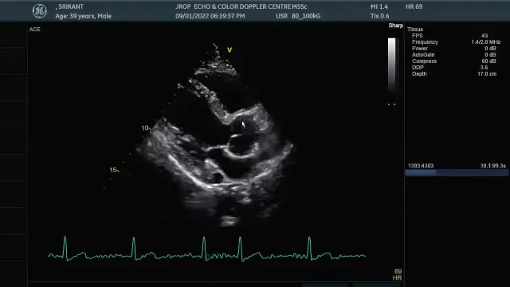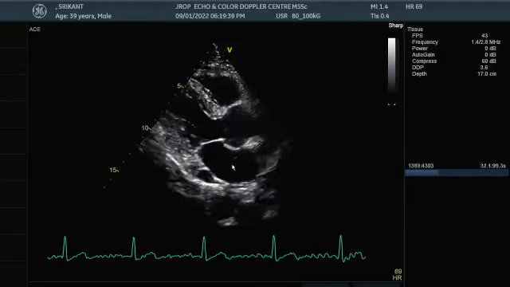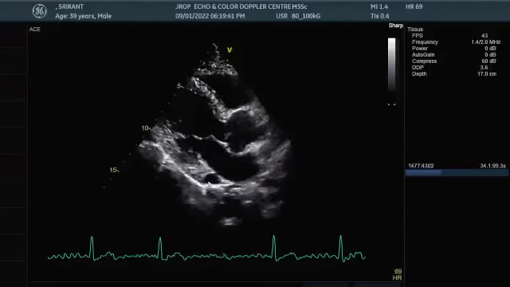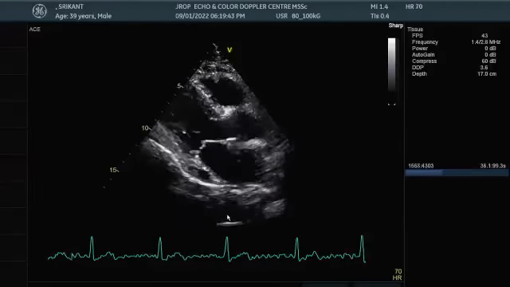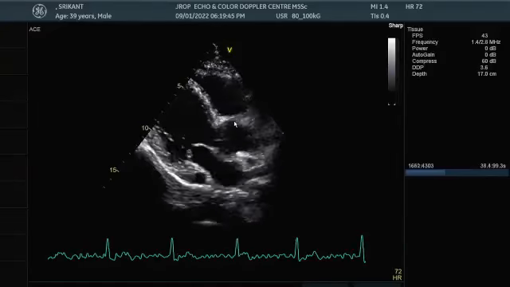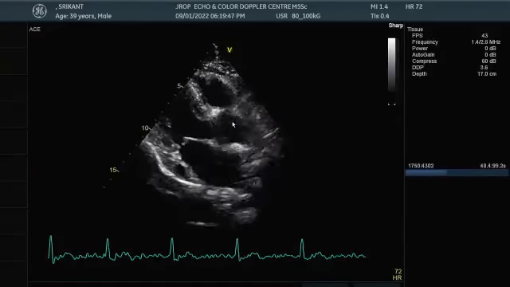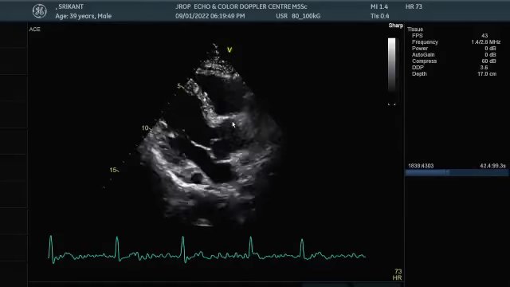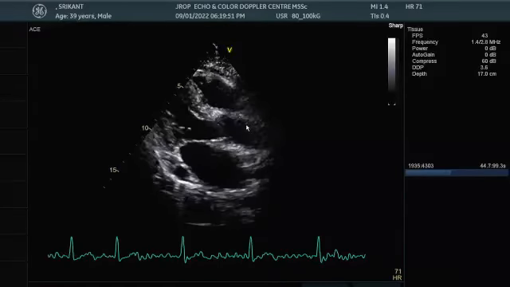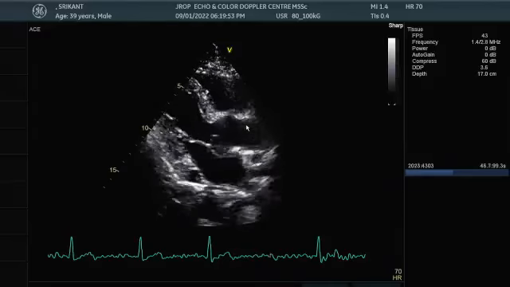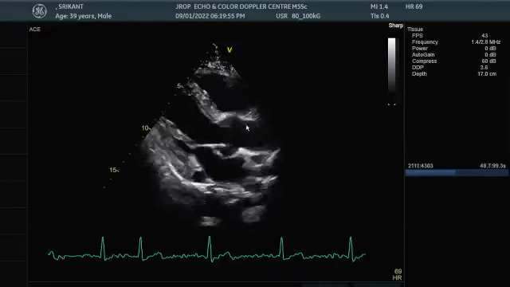RV on top, aorta, LA, LV, coronary sinus, and descending aorta. And when we look at this section, the aorta has to be as horizontal as possible. So this is what the aorta is. Look, this aorta is as horizontal as possible.